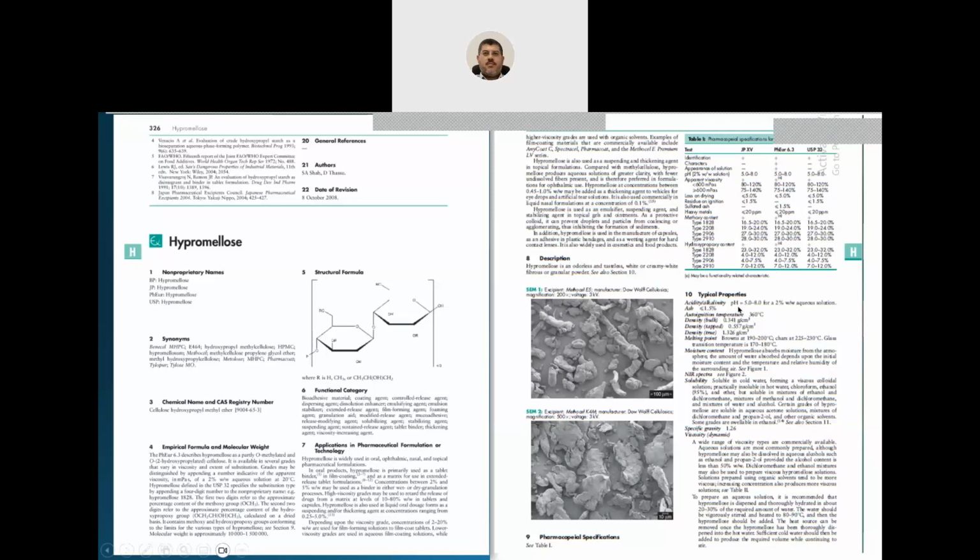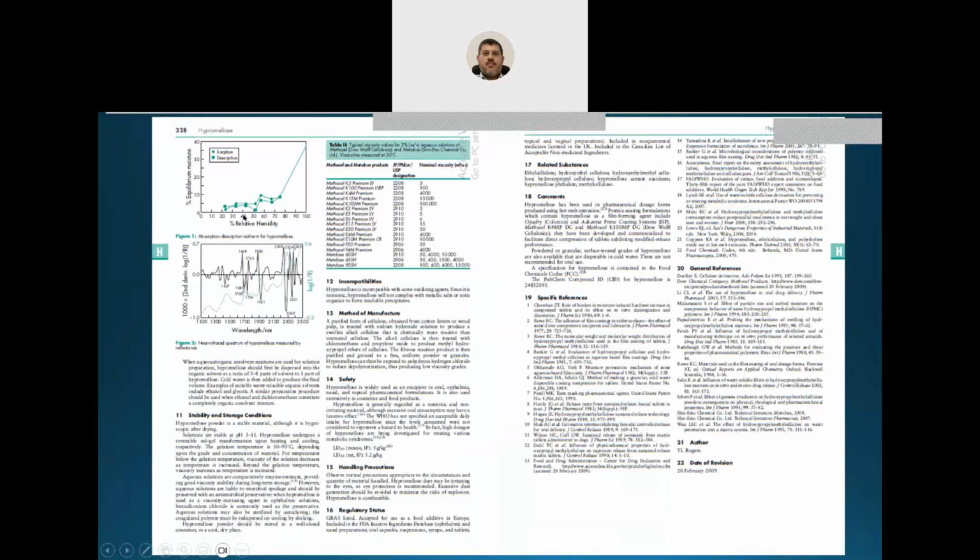Chemical properties after this. Acidity or alkalinity, what is the pH usually? Then it gives you the pH for a 2% weight per weight aqueous solution. Ash, once you burn it, how much ash will remain? Auto ignition temperature, density, melting point. These are physical characteristics, and then specific gravity, solubility, and so on, viscosity. Okay? Then it gives you also information about stability and the suitable storage conditions.